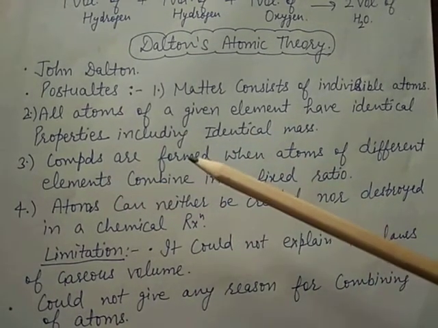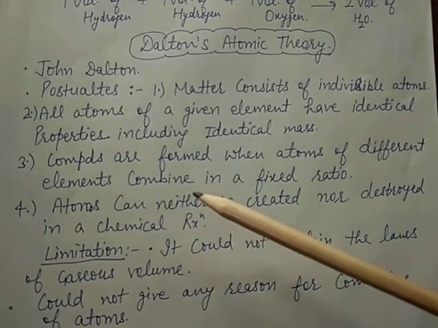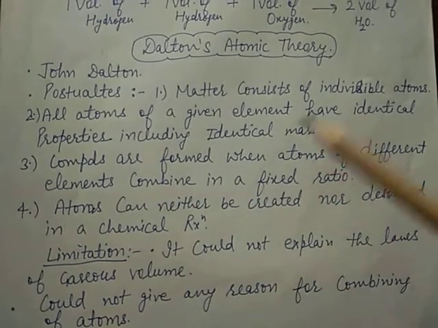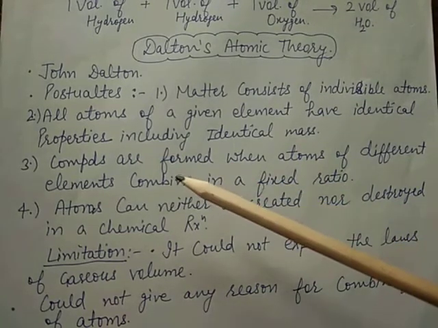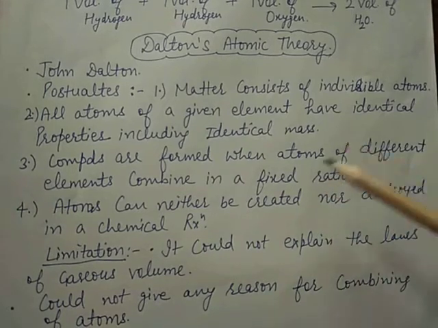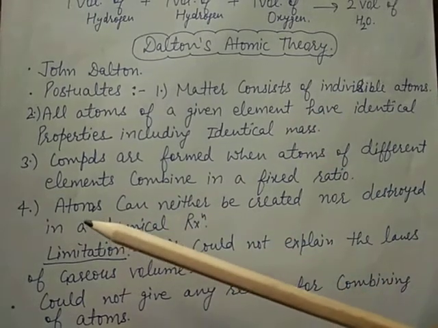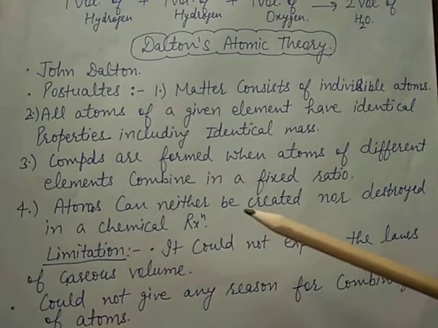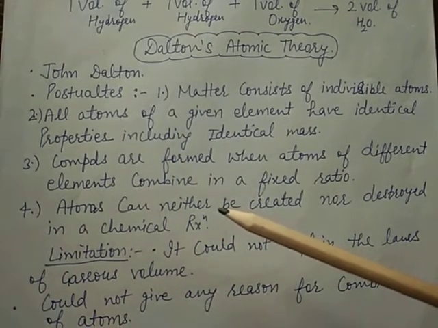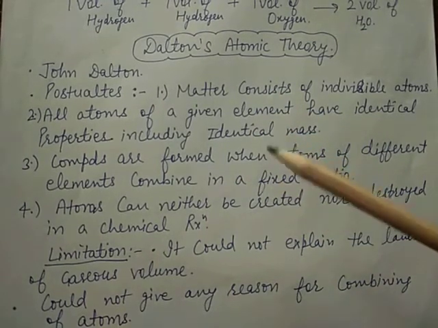Next, compounds are formed when atoms of different elements combine together in a fixed ratio. This is the definition of a compound. Like H2O, 1:8 ratio. That ratio is fixed for water. Next, atoms can neither be created nor destroyed in a chemical reaction. So all these are the postulates of Dalton's atomic theory.